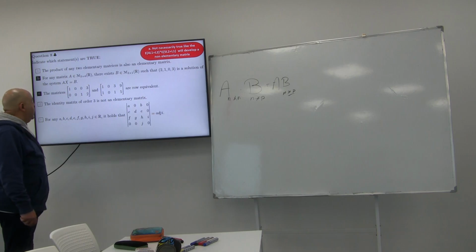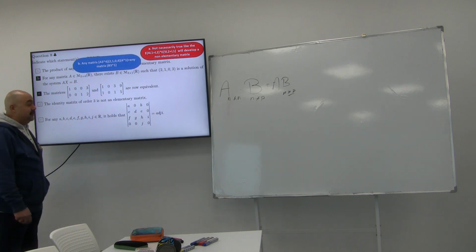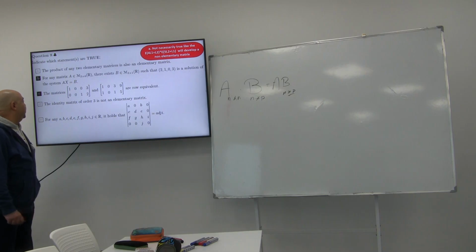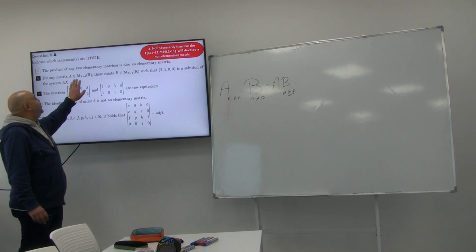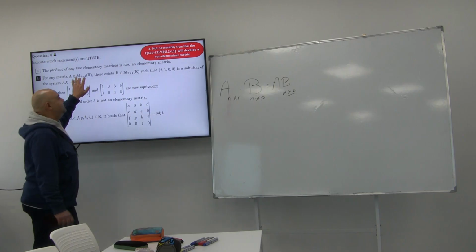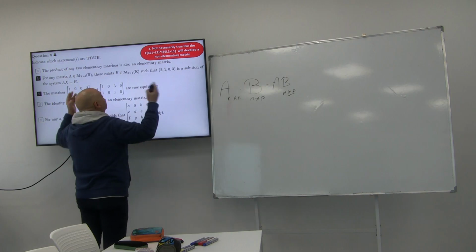For a matrix A belonging to 3 by 4, there exists a matrix B, 3 by 1, such that (2, 1, negative 2, 1, 0, 3) is a solution of this system. This statement is correct. Why is it correct? Because of the dimension. He's giving you A 3 by 4 times the solution, which is 4 by 1. So once you multiply, the result will be 3 by 1.